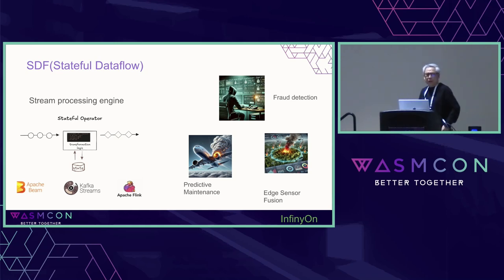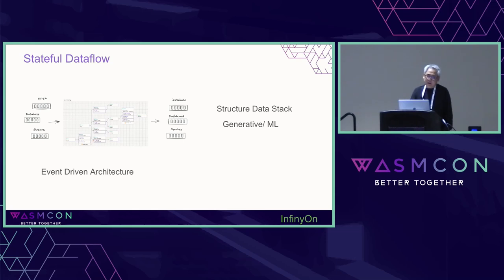Now, we've been working on a product called Stateful Dataflow, which is a streaming process engine that deals with real-time data. We are trying to build it as a lightweight alternative to products like Apache Beam, Kafka Streams, and Flink. I'm not sure how familiar you are with these. Basically, they deal with building real-time analytics, fraud detection, predictive maintenance, and integrating various sensors and edges. At the end of the day, a streaming process engine is all about transformation logic based on certain state. It's the same story, transformation logic, and this ends up being very suitable for the component model.